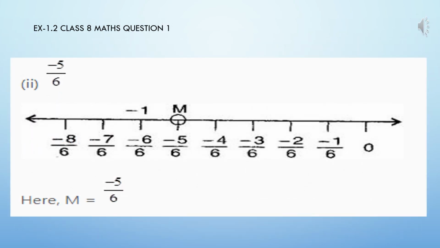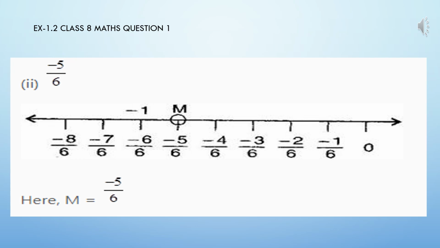Question number 1, second part, minus 5 upon 6. Case second, if numerator is less than denominator, then no need to convert it into a mixed fraction. For representing the rational number, we have to form the number line according to the quotient. In the quotient, we have minus 5 upon 6, that is a negative number. So, it lies on the left side of 0.